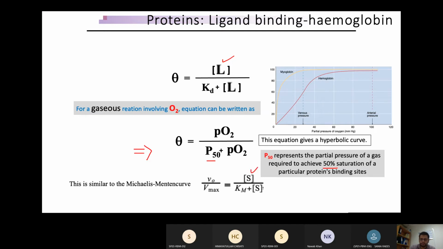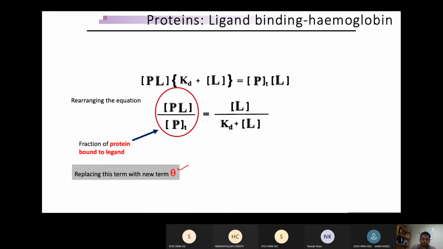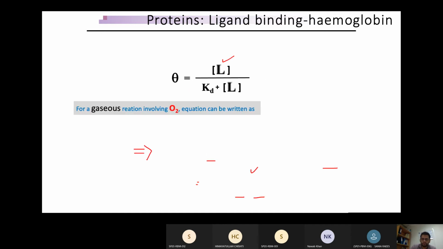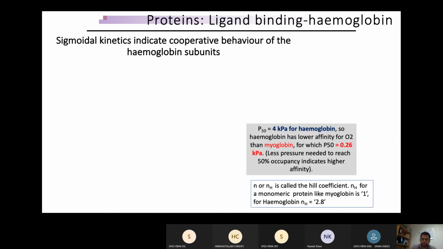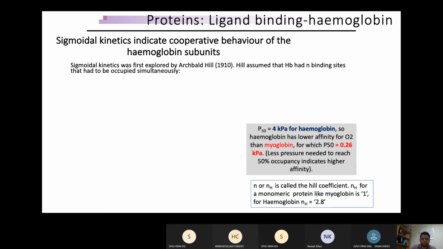This is the concentration of substrate. This is the Michaelis-Menten constant, and this is the concentration of the substrate, and this is the V naught divided by V max. अगर आपको याद हो थीटा को हमने रिप्लेस किया था, अगर मैं आपको प्रीवियस इक्वेशन दिखा दूं तो this is the PL divided by total protein concentration. So this is a similar type of Michaelis-Menten equation जिसको हम use कर सकते हैं. So this gives you a sigmoidal curve for protein cooperativity. ठीक है. Sigmoidal kinetics was first explored.